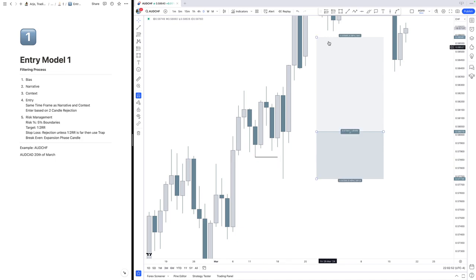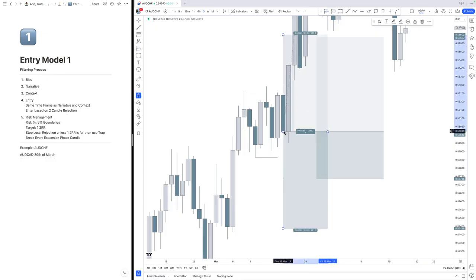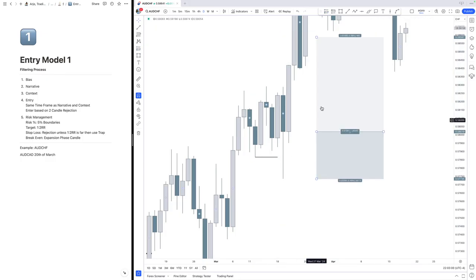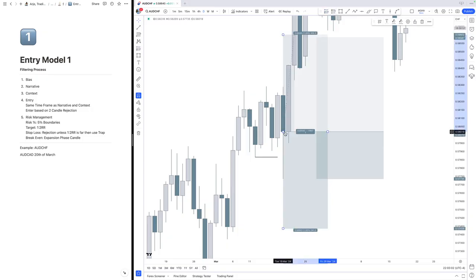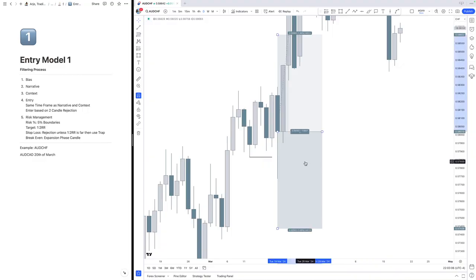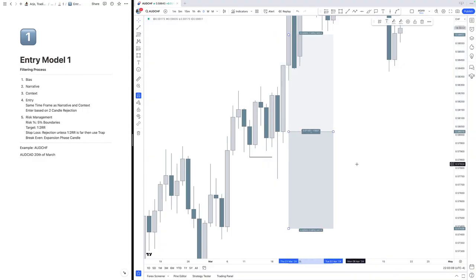Now right here, the entry is then at the close of that candle rejection. This is the close of that first candle rejection right there. It's already rejecting, it's already sweeping. Perfect. That in itself is an entry. Now, when we look at this entry, there's a few questions we need to ask ourselves.